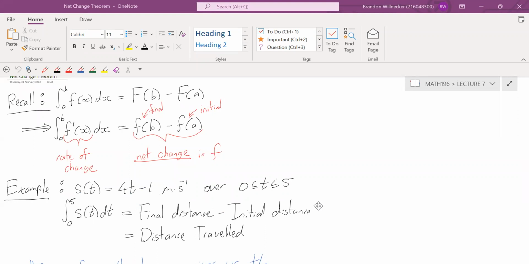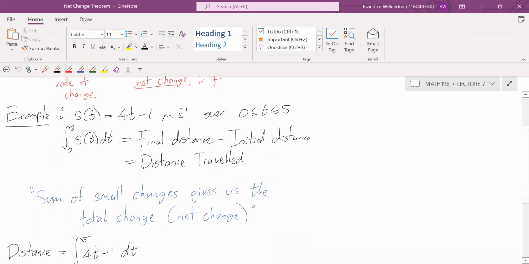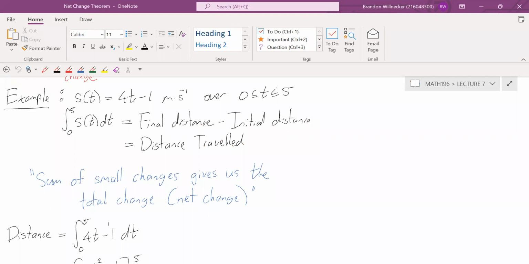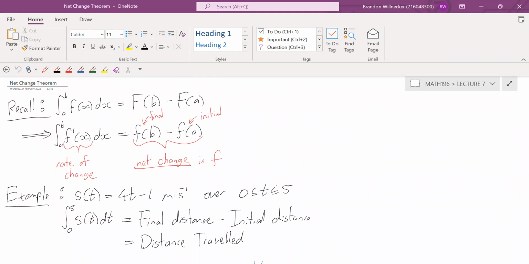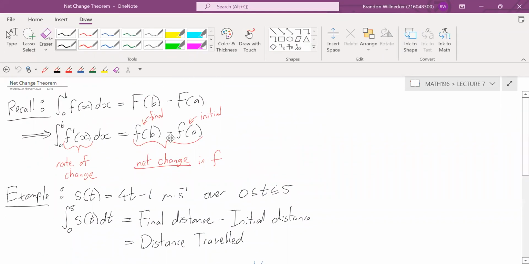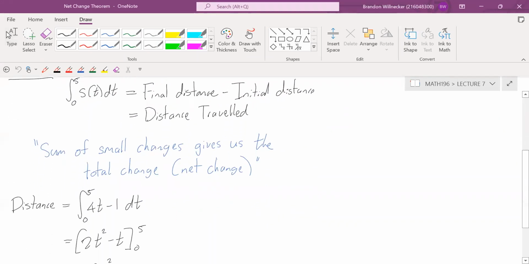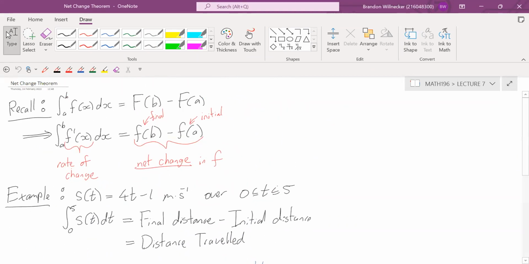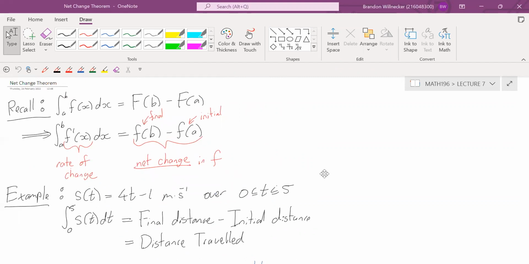So when we say the sum of small changes, we mean the integral of the derivative, because remember the derivative means changes, is equal to the total change. Well, that's the right-hand side here. Final minus initial, that's the total change. Okay, so we're going to carry on now with a few more applications and examples.